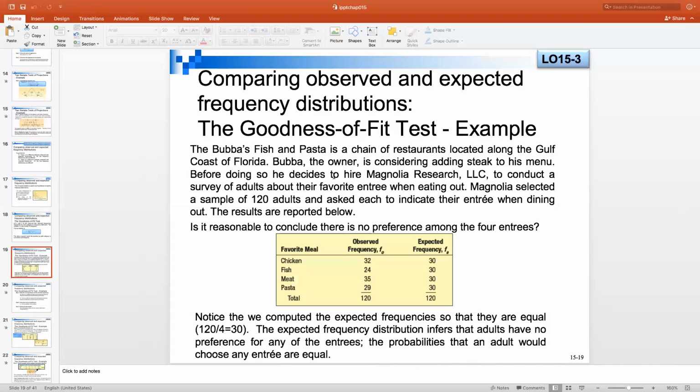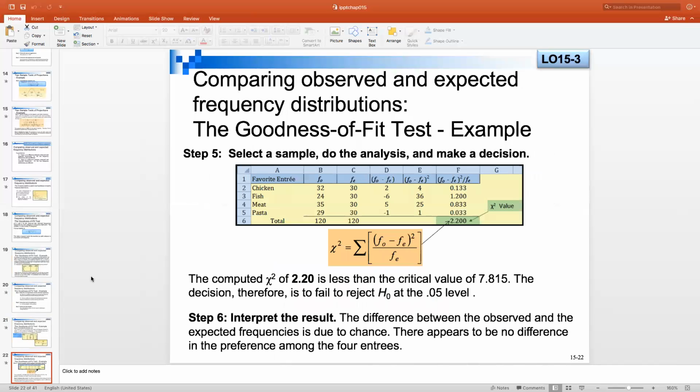The fact that there are some higher numbers here compared to these should not make you want to make any decisions based on those numbers being higher or even lower. So interpret the result. The difference between the observed and the expected is due to chance, right?